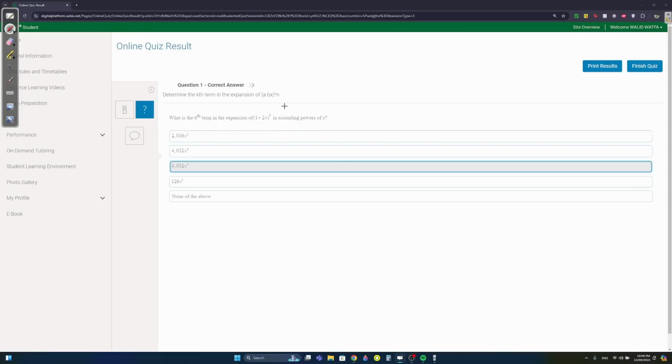What is the 6th term? Remember, if we say 6th term, we want k equals 5, right? Because we start counting from 0 in the binomial expansion. So if k equals 5, what's the first thing you write? You write the general term of what you have here. The general term in this case will be 1 to the power of n minus k, times 2x to the power of k, and you have nck over here.